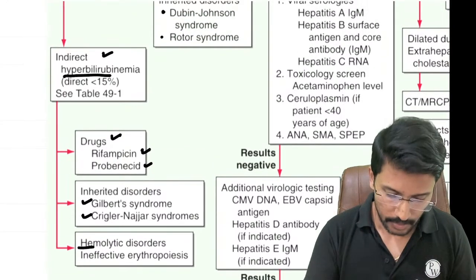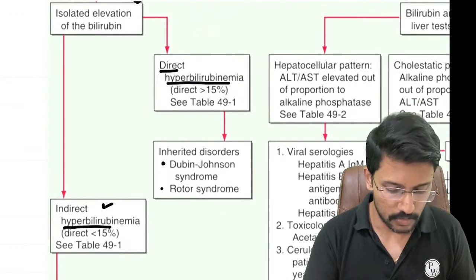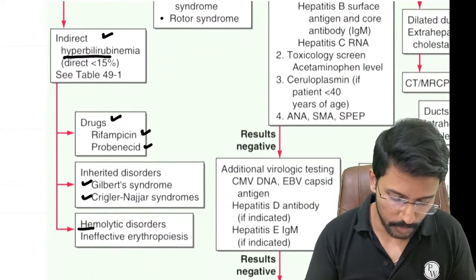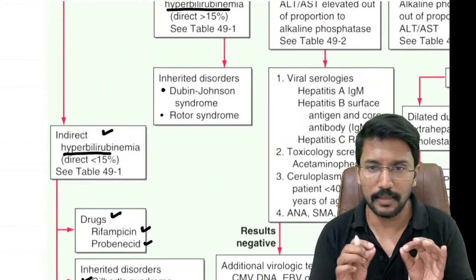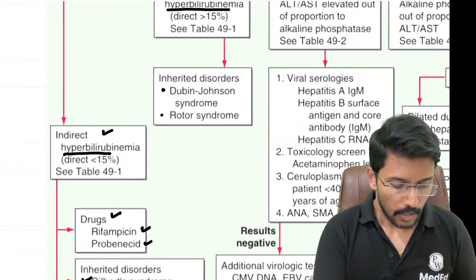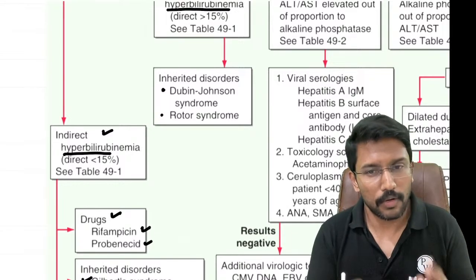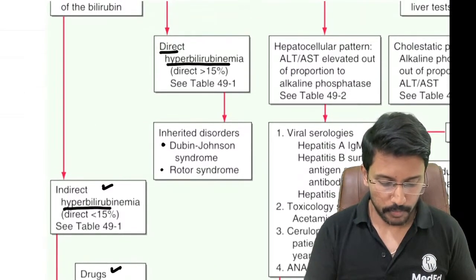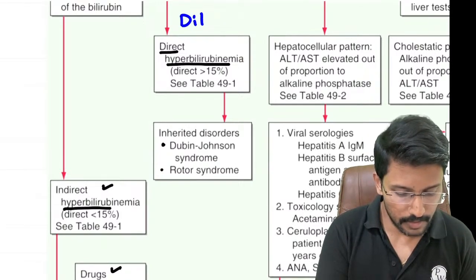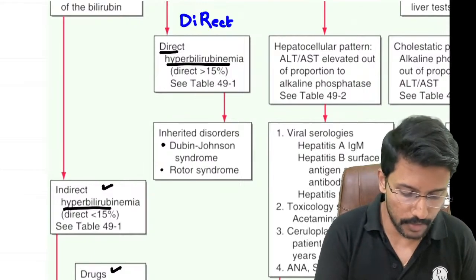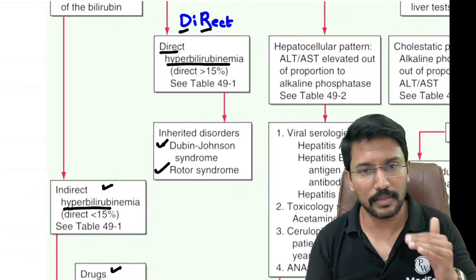Mainly it is the difficulty to remember. How do I remember Dubin-Johnson and Rotor syndrome as the causes for direct hyperbilirubinemia, and how do I remember Gilbert and Crigler-Najjar as the causes for indirect hyperbilirubinemia? We will make it pretty simple now. I'll give you a mnemonic. Generally, I don't go into mnemonics. I try to concentrate on building concepts, but sometimes mnemonics make it easier for us to remember. So remember direct hyperbilirubinemia. When you say direct, let us write direct like this. In that only we have D and R. Direct, Dubin-Johnson and Rotor. Dubin-Johnson and Rotor.